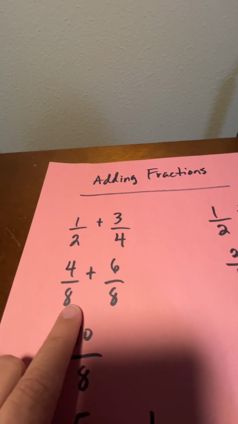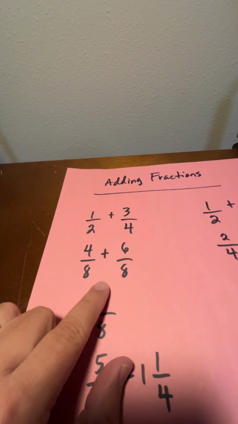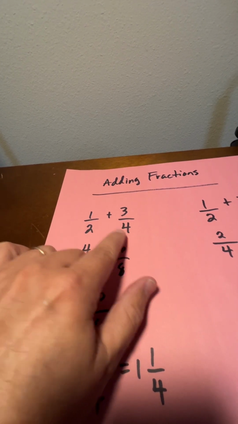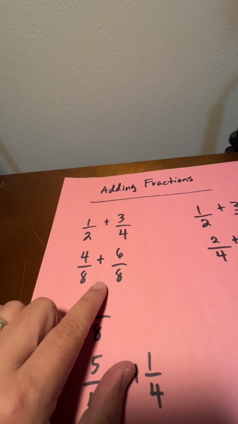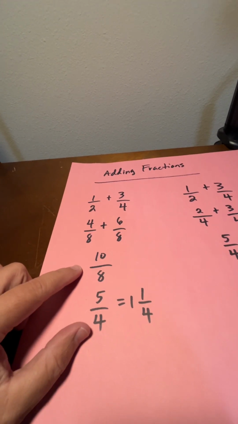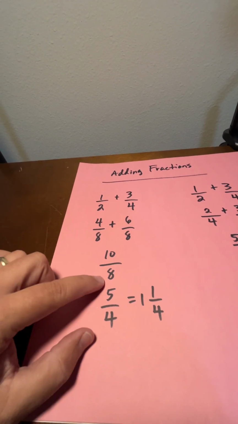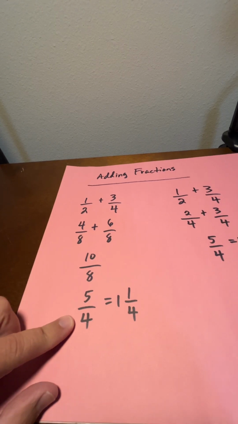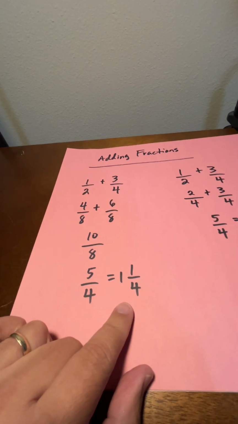So that gives us a common denominator, because when you're adding fractions, you have to have a common denominator. That's why we can't just add these straight across here. Anyway, now that you do have a common denominator, 4 plus 6 is 10, so we have 10/8, and we can reduce that. 2 goes into 10 5 times, 2 goes into 8 4 times, so we have 5/4. So that's the answer. And if you want to change it to a mixed number, you can.